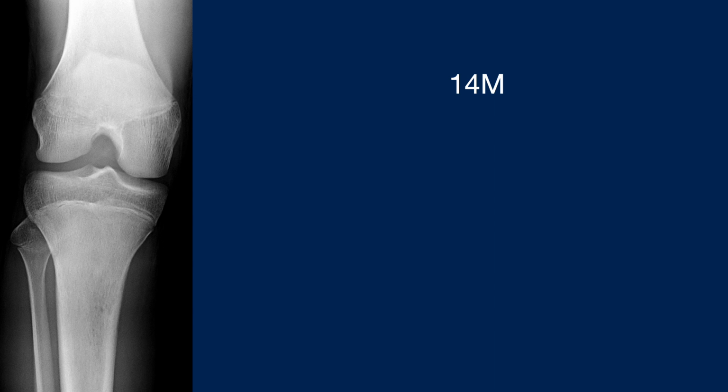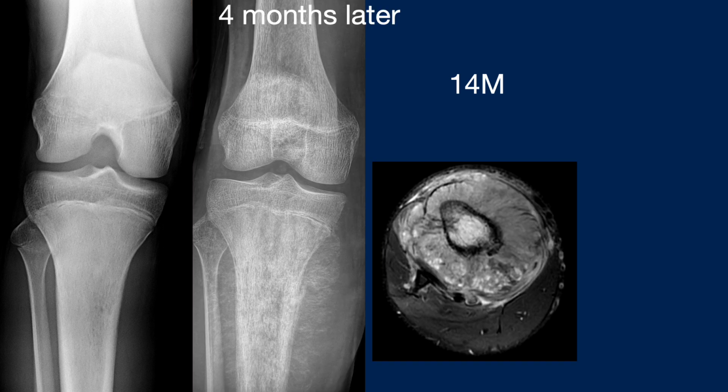This is going to show you how aggressive these lesions can be. It's fairly subtle there in the proximal tibial metaphysis. You see some increased sclerosis, but pretty subtle. However, 4 months later, you can see extensive, aggressive appearing periosteal reaction and this circumferential soft tissue mass surrounding the femur on the MRI.